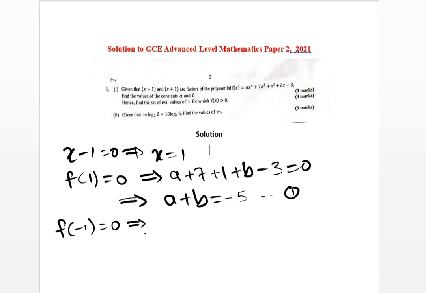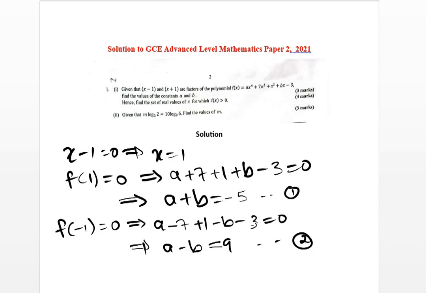When you substitute, you have a into negative 1 to the power 4, which is a. Negative 1 cubed is negative 1, so we have minus 7 plus 1 minus b minus 3 is equal to 0. This implies a minus b equals negative 7 plus 1, negative 6 minus 3, negative 9. When it crosses, it is positive 9. This gives equation 2.